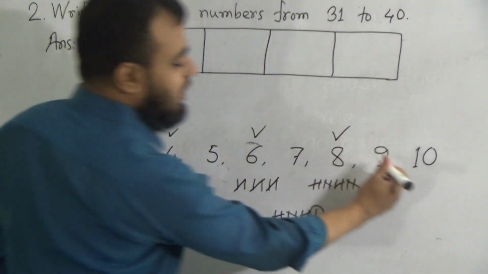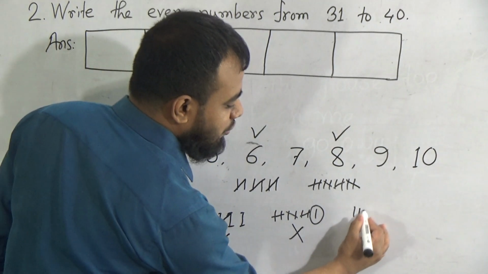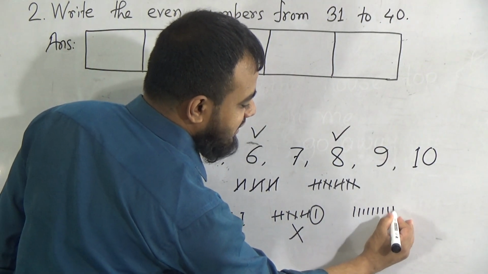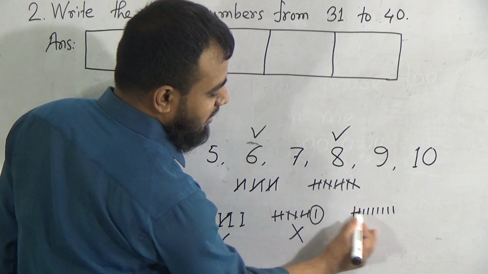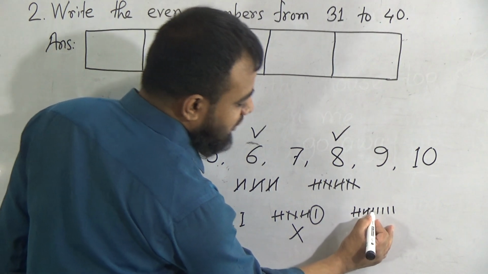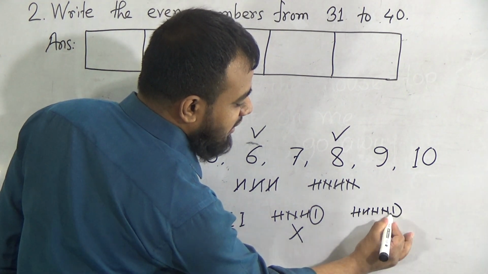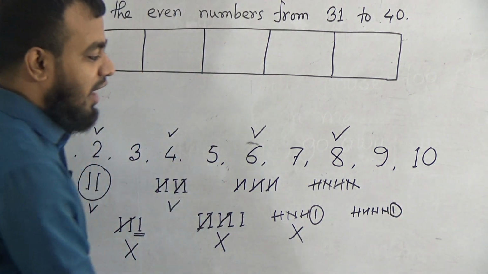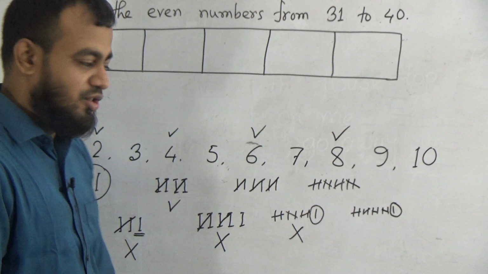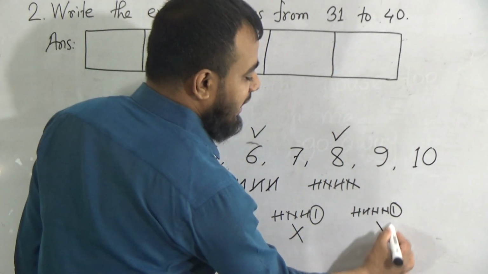Now we will test the number 9. It's 1, 2, 3, 4, 5, 6, 7, 8, 9. Now these 2 sticks make a pair, these 2 sticks make a pair, these 2 sticks make a pair, the next 2 sticks also can make a pair, but 1 stick remains alone here. That is why 9 can't make pairs. So 9 is not an even number.